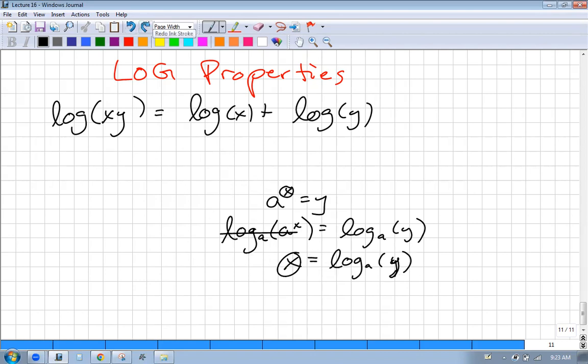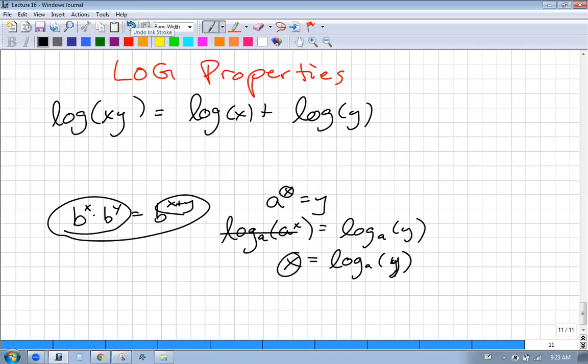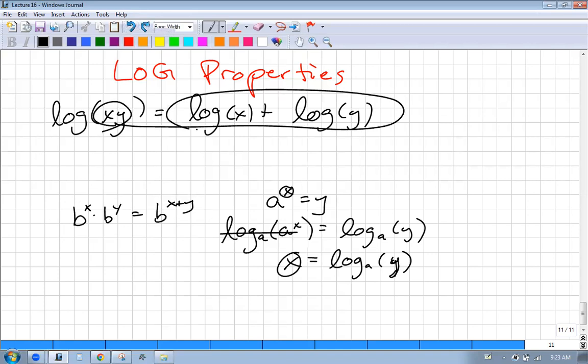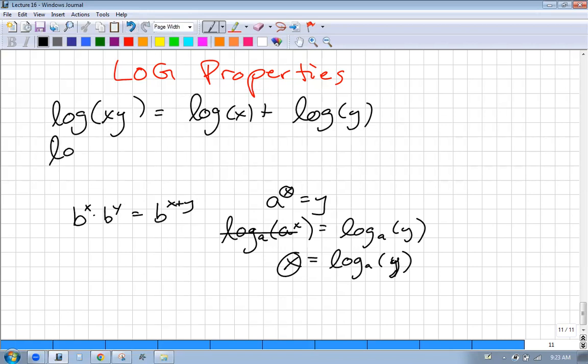So logarithmic functions are inverses of exponential functions, but a log by itself is an exponent. So they follow the rules of exponents. If I have b to the x times b to the y, this is b to the x plus y. When you're multiplying with like bases, you add the exponents. If you have log of x divided by y, you have log of x minus log of y. So if you're dividing, you subtract.